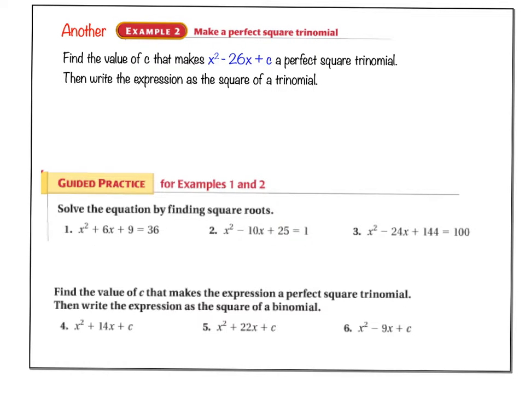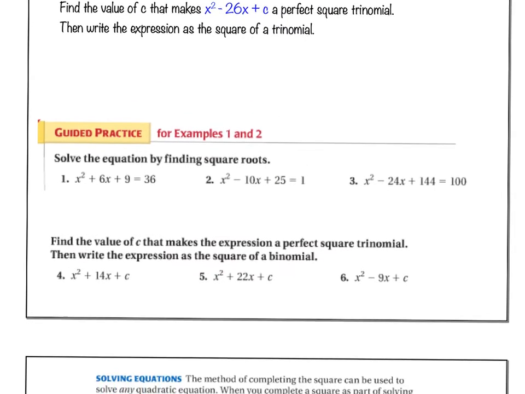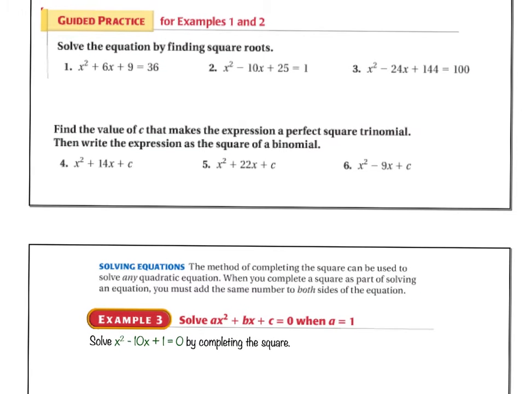So, we're going to look at the guided practice here. Some of these go back to example number 1. 1 through 3 are like example 1, where they're asking you to solve the equation by finding its square roots. And then 4 through 6 ask us to complete the square. And then moving on to example 3, we're going to put the two ideas together.